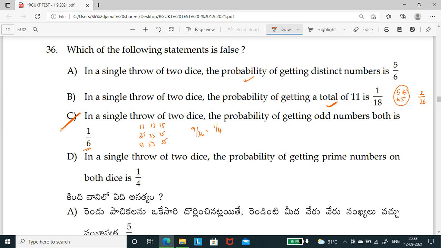Next, let us see option D also. In a single throw of 2 dice, the probability of getting prime numbers on both the dice is. Getting prime numbers means 1 1 is not possible. So with 1 it is not possible. Next, with the 2 it is 2 2, 2 3, 2 5. Next, 3 2, 3 3, 3 5. Next, 5 2, 5 3 and 5 5. So totally 9 possibilities. So 9 by 36, 1 by 4. So this is true. Hence option C is my false statement here, right?